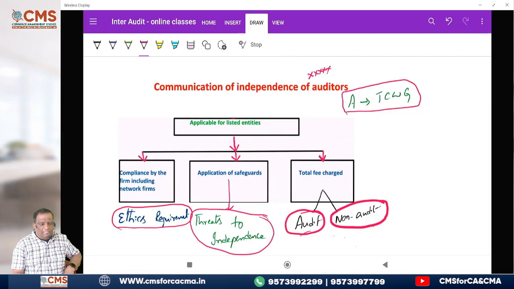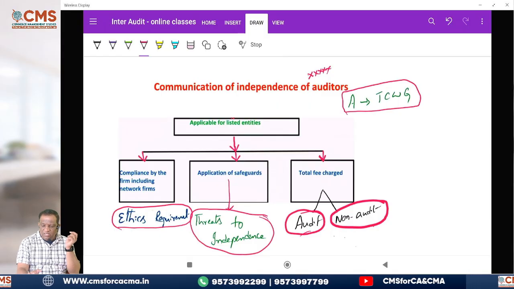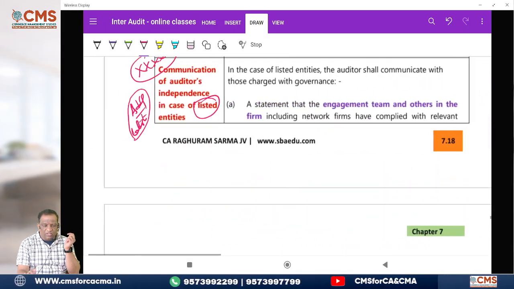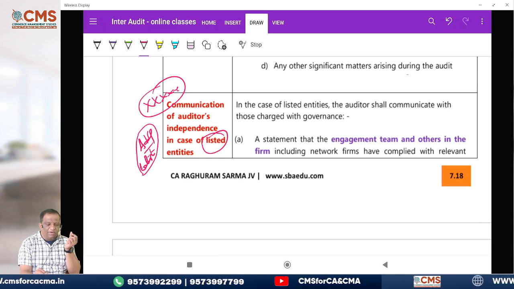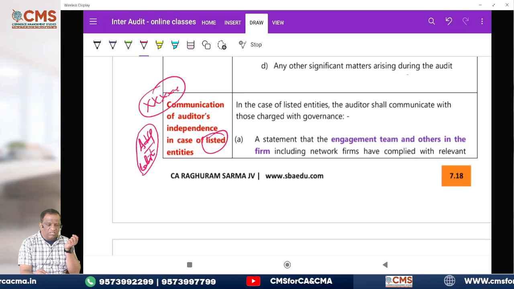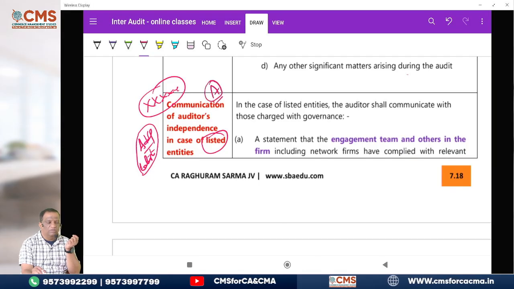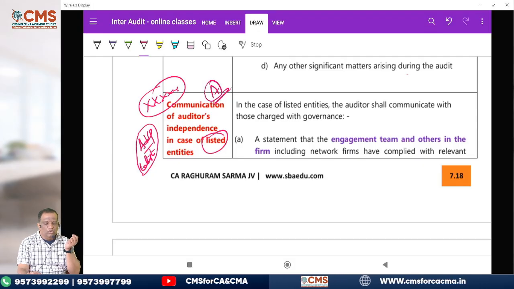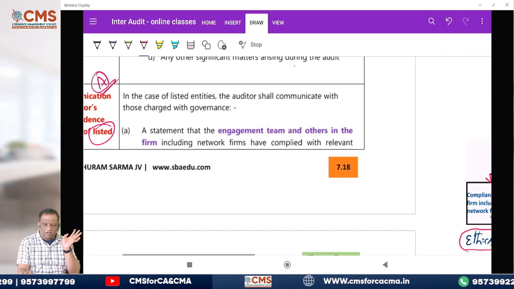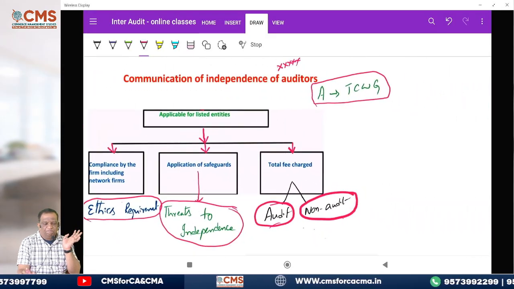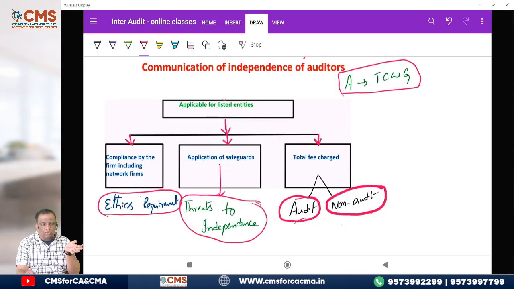Under this, it is applicable for listed companies. If you look at your SA 260, particularly this one, you will see the heading communication of auditor's independence in case of listed entities. Take 3 stars to it, because this is an amended one, so you may not find it in the old way of questions. This is the new one, and it is applicable only for listed entities. That's all. Then what is it all about, communication of it. Who is confirming? The auditor to those charged with governance.